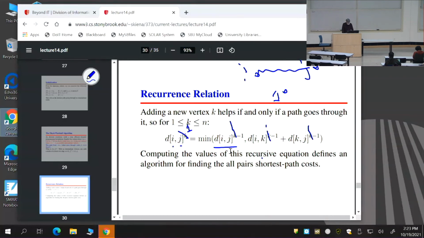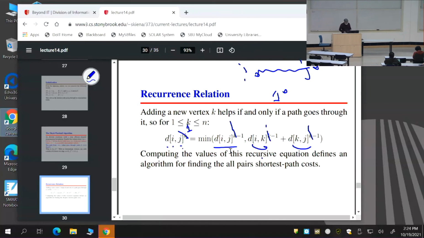But what's the shortest path from I to J if you are allowed to go through Chicago? I claim it's the shortest path from I to Chicago plus the shortest path from Chicago to J. Does this kind of make sense? If I'm telling you that you got to drive to the Smith Haven Mall through Chicago, how should you do it? You drive from here to Chicago, use the absolute shortest possible way of getting there, and then drive from Chicago to Smith Haven Mall using the absolute shortest way.